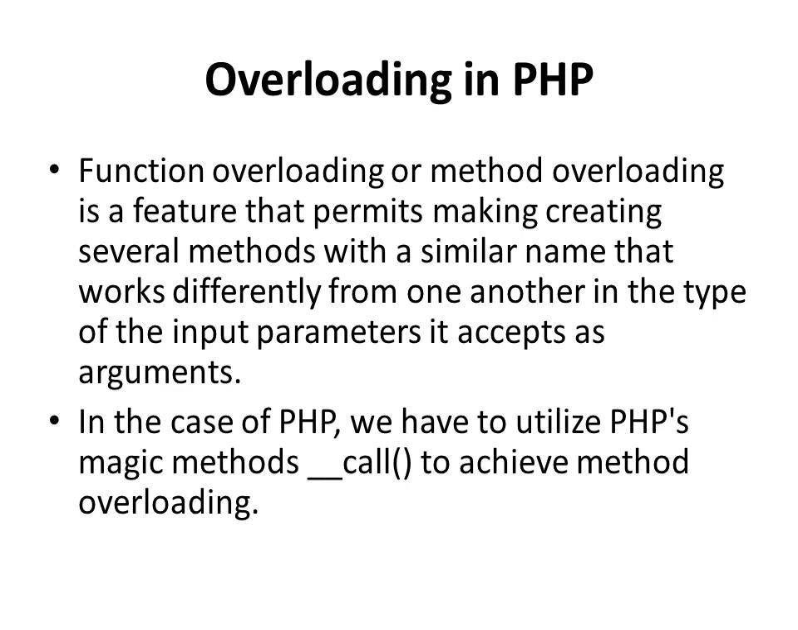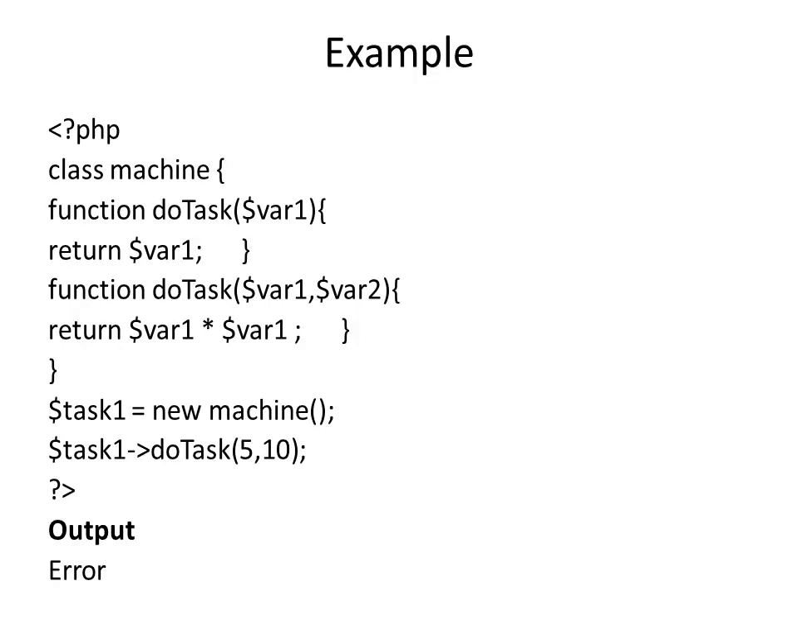What is overloading? Overloading is nothing but functions having the same name but with a different number of parameters. In PHP, to achieve this concept, you need to use the inbuilt function double underscore call. For example, there is a function doTask with one parameter, and also there is one more doTask function with two parameters. When you create an object outside the class and call that function using that object, the compiler will give you an error because of the same name. So to achieve this, we need to use the call function.